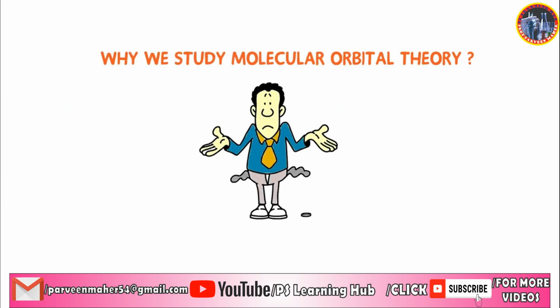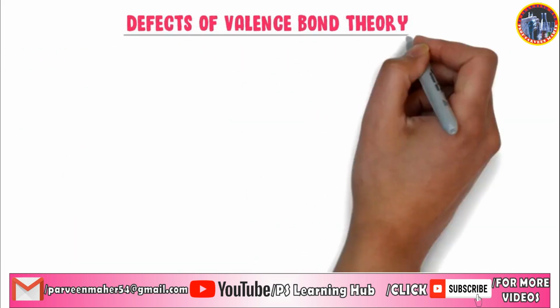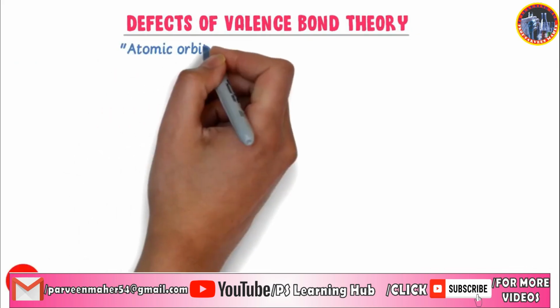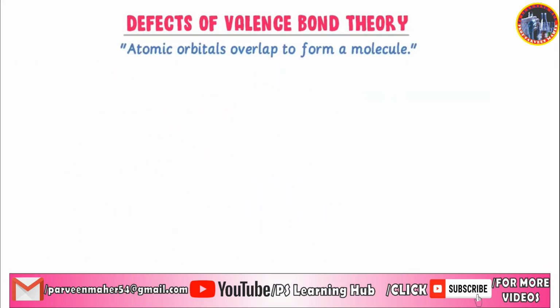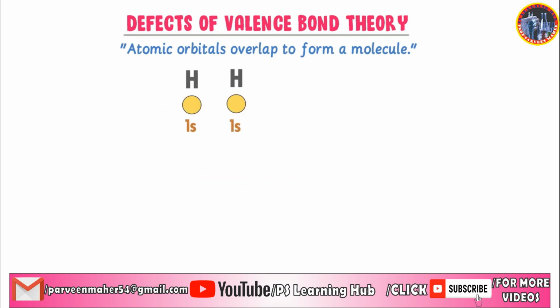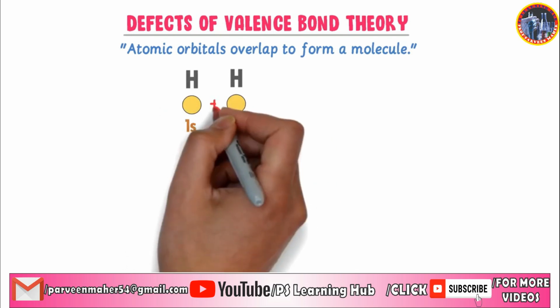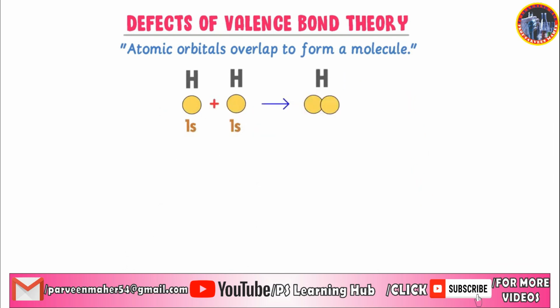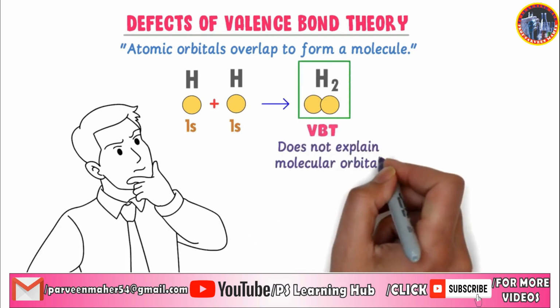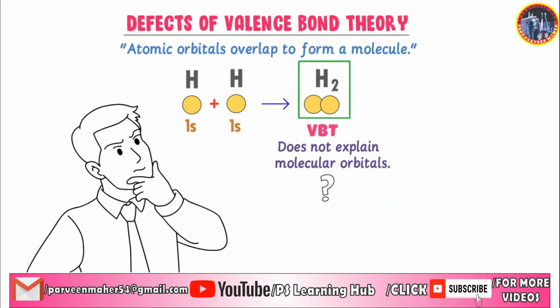Well, we study molecular orbital theory due to the defects in valence bond theory. For instance, valence bond theory states that atomic orbitals overlap to form a molecule. For example, in case of hydrogen molecule, the 1s atomic orbital of one hydrogen atom and 1s atomic orbital of another hydrogen atom overlap to form a hydrogen molecule. But VBT does not explain the molecular orbital of hydrogen molecule.